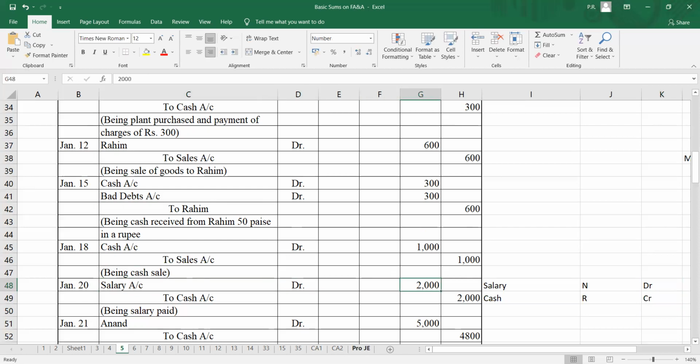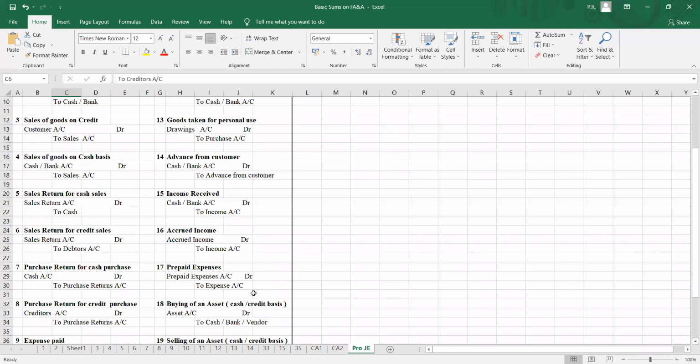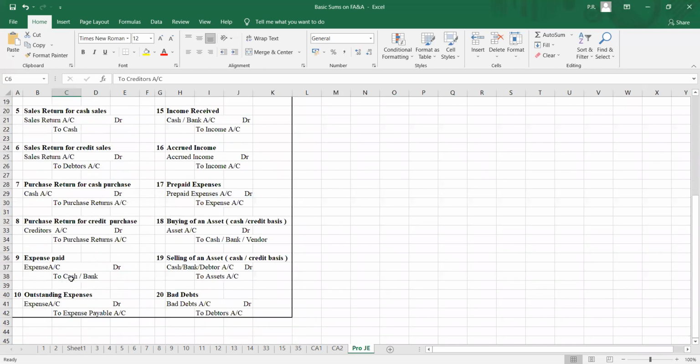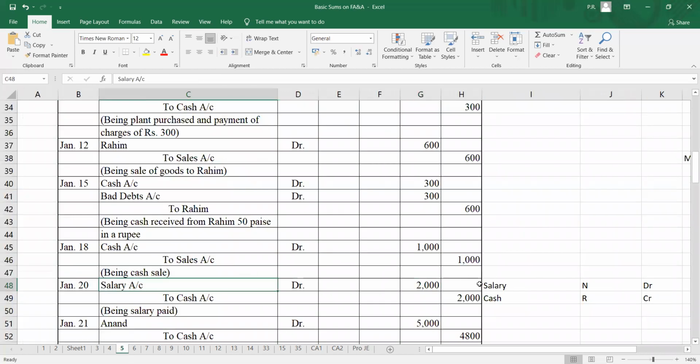So you can see over here in this pro forma journal entries, I have given, see ninth entry, expenses paid. So when you pay expenses, what is the entry? Expense account debit to cash or bank. So here I have done the same. It's an expense, that is salary account, debit to cash. Okay.